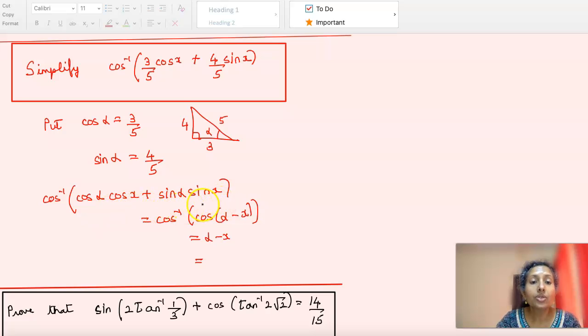What is cos A cos B plus sin A sin B? Cos A minus B. Cos A minus B ka formula kya hota hai? Cos A cos B plus sin A sin B. To ye ban jata hai cos alpha minus x. Cos inverse cos alpha minus x is alpha minus x. So this is alpha minus x, which becomes cos inverse 3 by 5 minus x.